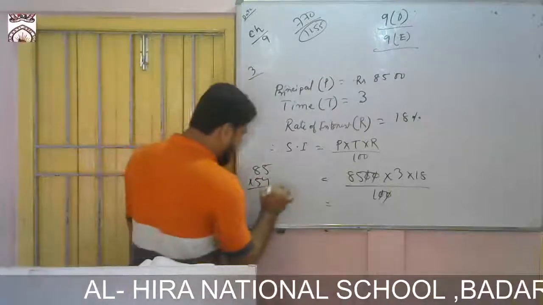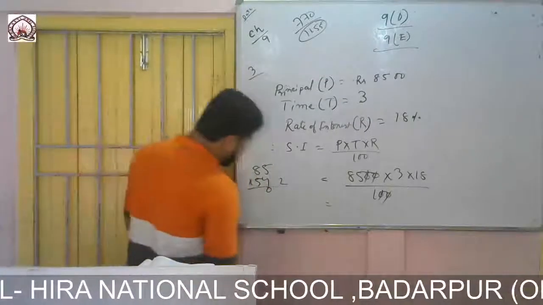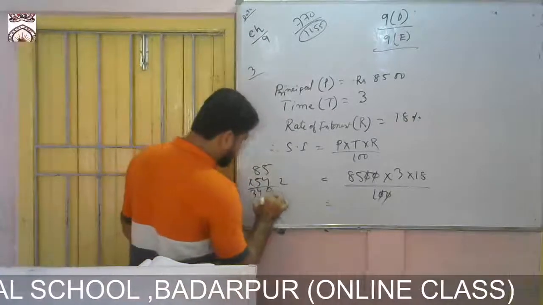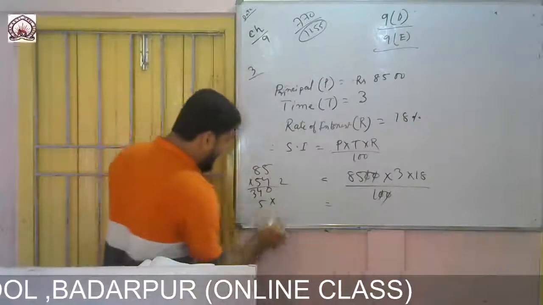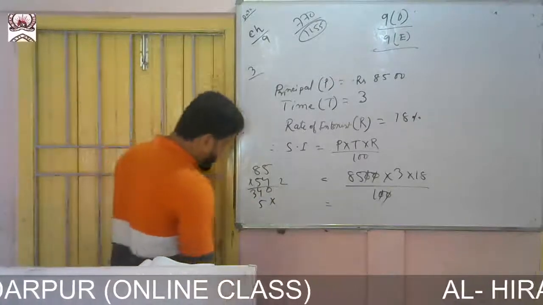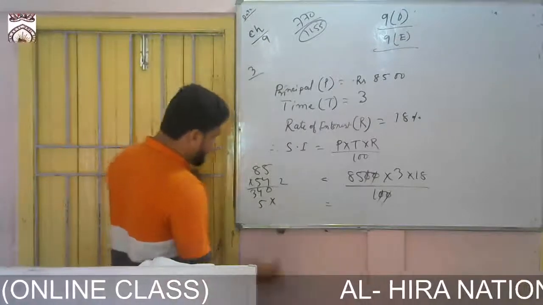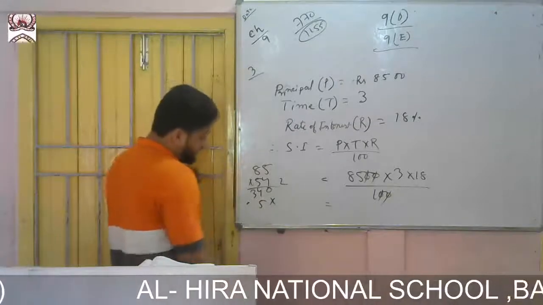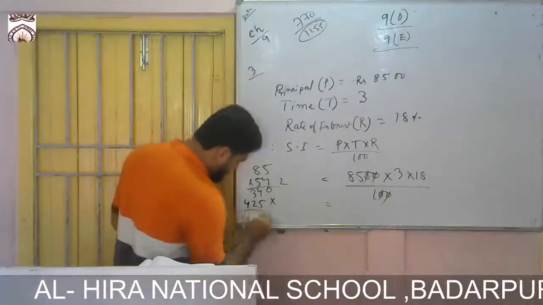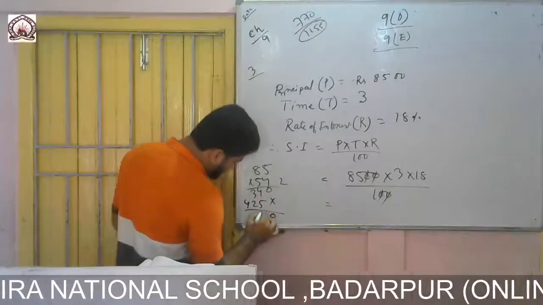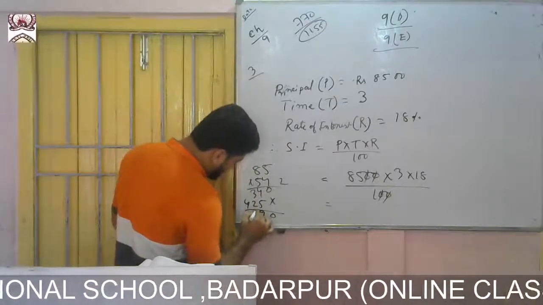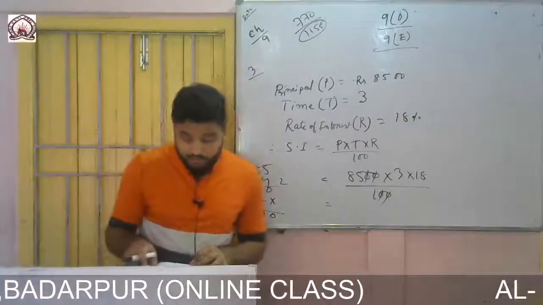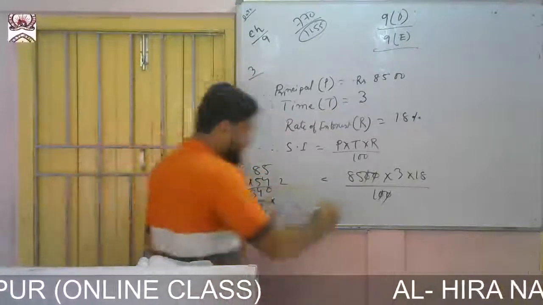5 4s are 20. 5 8s are 40, 42. 8 4s are 32, 33, 34. 5 5s are 25. 8 5s are 40, 42. We get 4590. 4590 is the SI.